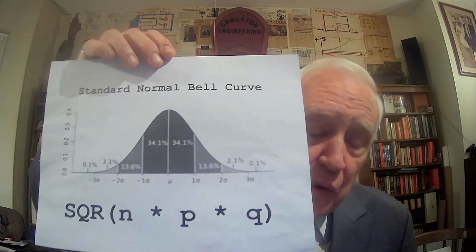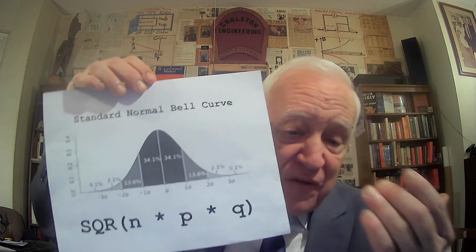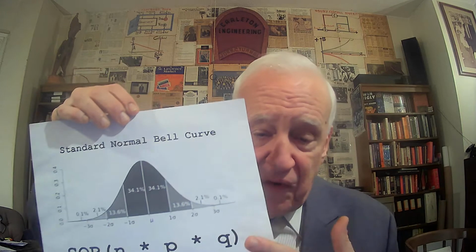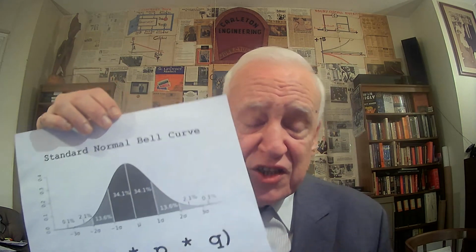So, now, that is because all casino games have pretty well the same PQ factor. 50-50, 0.5 times 0.5 is 0.25, and 60-40, 0.4 times 0.6 is 0.24.